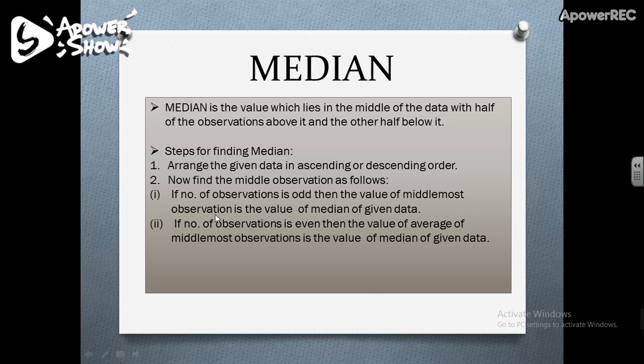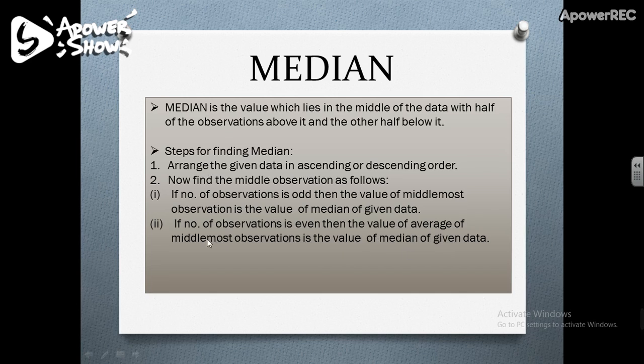But the problem is when the number of observations is even. Even means a number which is divisible by 2, like 4, 6, 8, 10, 12. If the number of observations is even, then you have two numbers in the middle. For finding the median of that set of data, you have to find the average of those two middlemost observations. The average of the middlemost observations is the value of the median of the given data.